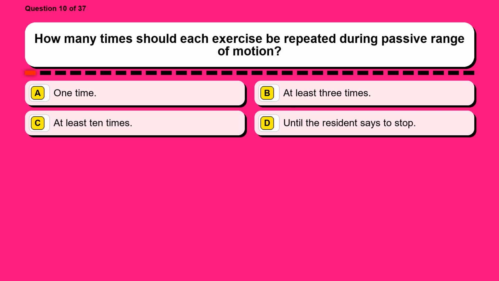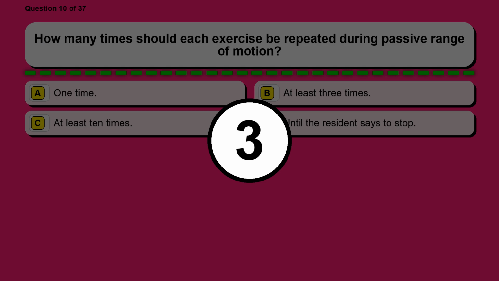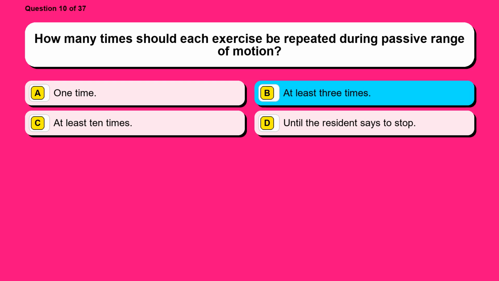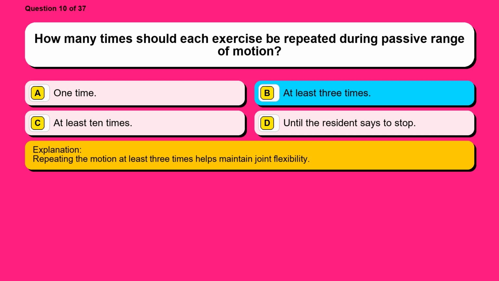Question 10. How many times should each exercise be repeated during passive range of motion? Option A. 1 time. Option B. At least 3 times. Option C. At least 10 times. Option D. Until the resident says to stop. The correct answer is option B. At least 3 times. Repeating the motion at least 3 times helps maintain joint flexibility.